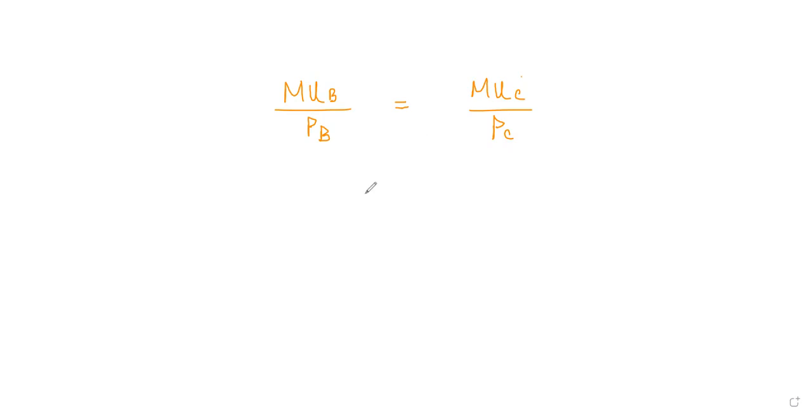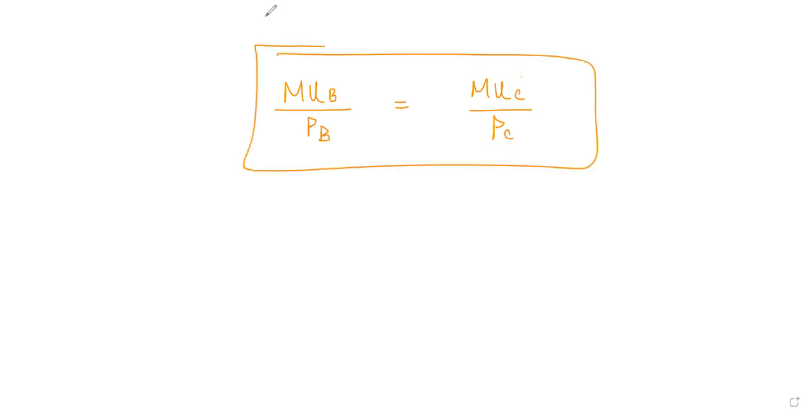So marginal utility of B divided by price of B is equal to marginal utility of C divided by price of C. This equation is known as the equimarginal principle. Now, what does this show? This basically shows, now I'll answer your question, Hassan, just first have a look at this, that consumer will buy more units of the product.